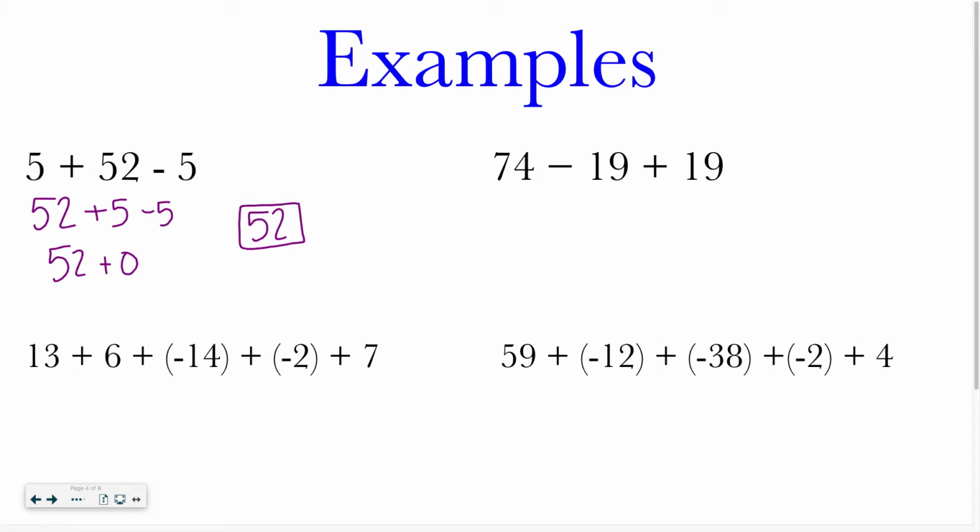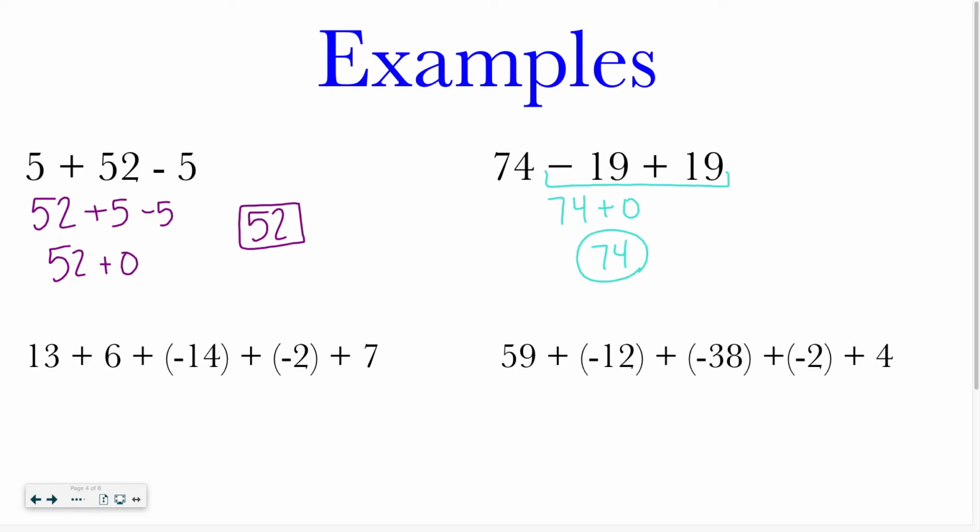Looking at the next one, it's already written in kind of a nice way. I have 74 minus 19 plus 19. And if I do minus 19 plus 19 first, I end up with 74 plus 0, or just 74.